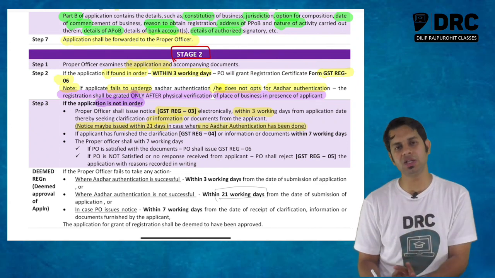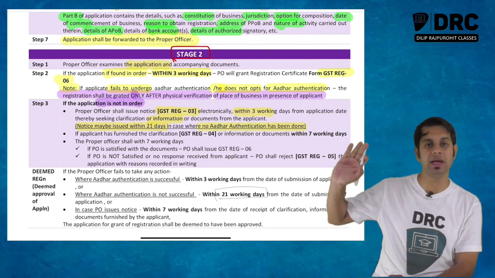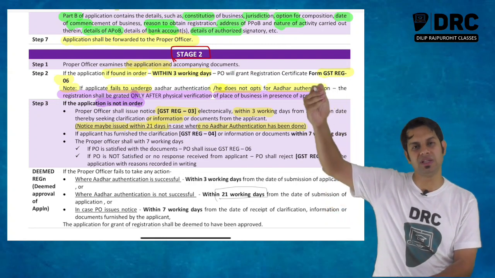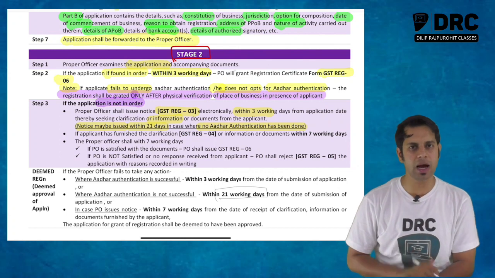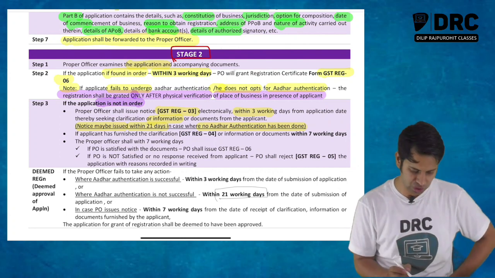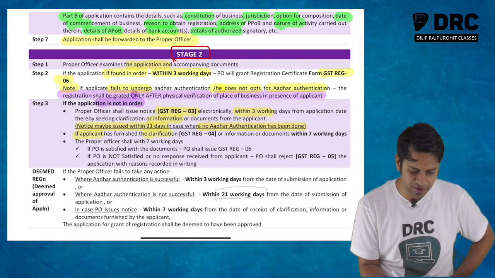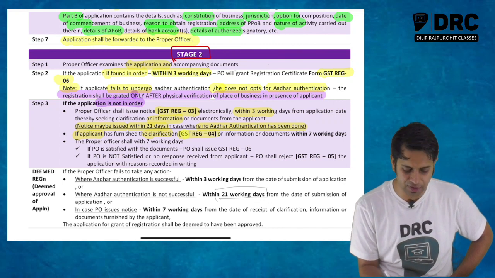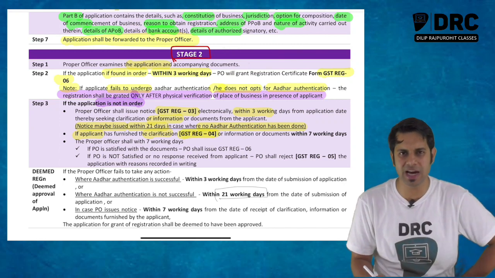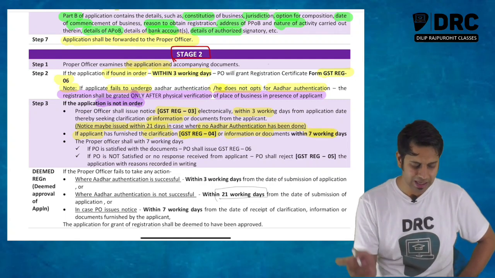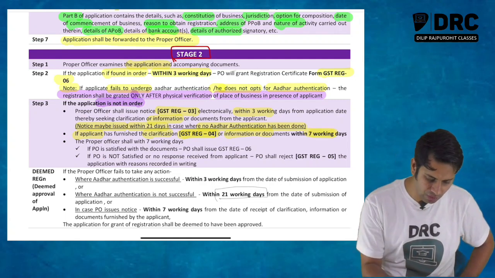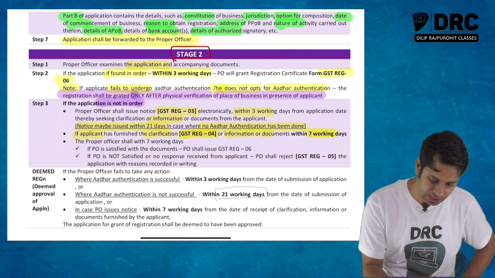So if Aadhaar authentication is not done, in this procedure which you are seeing, the application will be deemed to have been submitted on a future date, and in 21 working days' time he has to either approve it or send a notice to you. If the applicant has to furnish the clarification in GST REG-04, and he gives that information within 7 working days, then again the officer's work will start. What will the officer's work be, sir? What does the officer have to do?